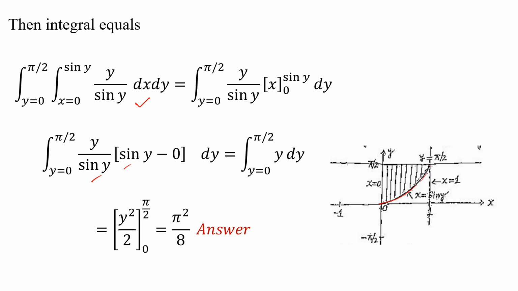After integration, it is y square by 2. The limit is 0 to pi by 2 and your answer will be pi square by 8. In this way we get the solution. So y from 0 to pi by 2 that we have taken here, and x from 0 to sine y, so your integration is over this continuous line. That we have to keep in our mind before putting the limit. Okay, so you can match your answer with what you have given here.